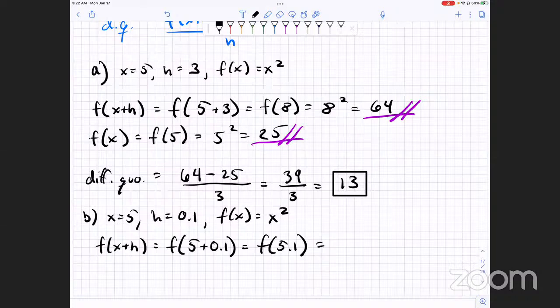I'm just going to use a calculator. Hey Siri, what's 5.1 times 5.1? 5.1 times 5.1 is 26.01. Okay.